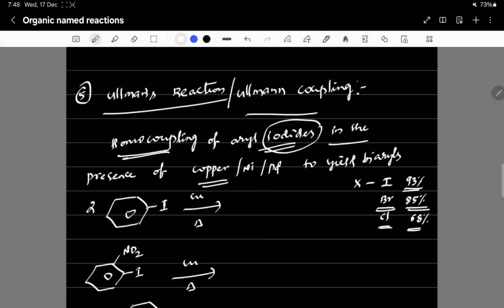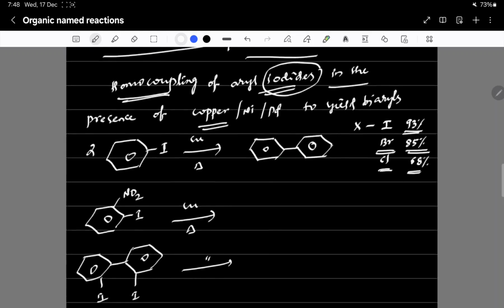Because I is a very good leaving group, generally the rate of reaction will be more and formation of the product will be very, very high, right? Now look at this, students, we will get biphenyl as the possible product, using copper as a catalyst followed by heating. Now this is 2-nitroiodobenzene. So the I is the better leaving group.